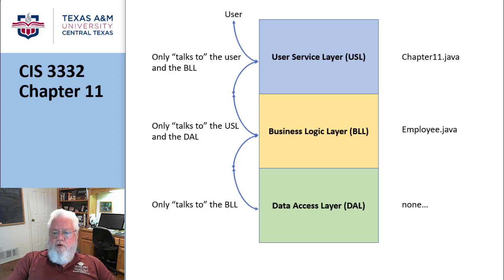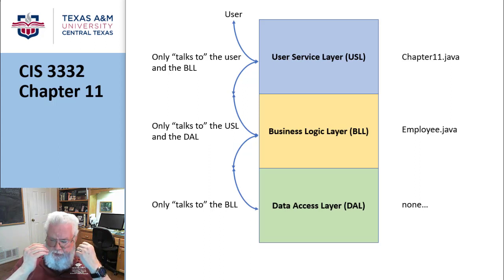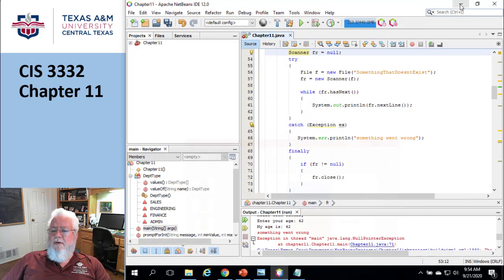Now, I'm not saying you have to do this for every application that you write, but you could have it so that the user service layer is the only one that talks to the user, and the business logic layer doesn't talk to the user at all, okay? You could do it that way. All right. Now, having said that, that's exactly what we're going to do. We're going to use an employee class here.